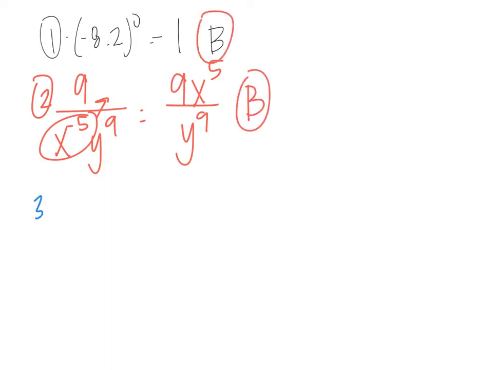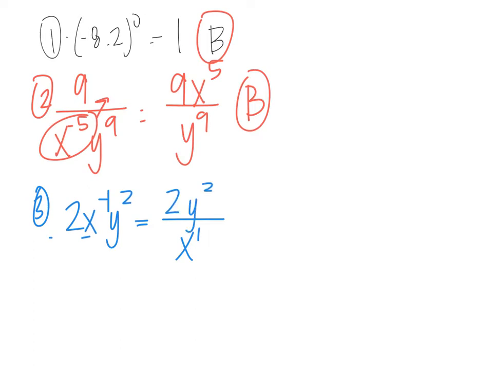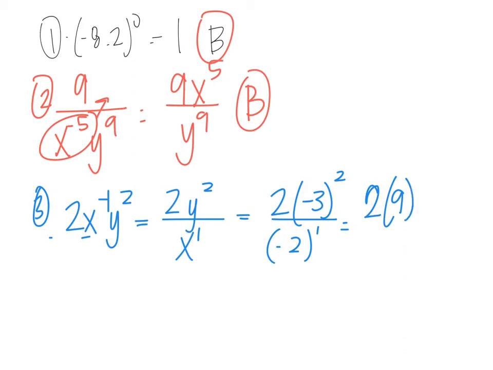Number 3, 2x to the negative 1y squared. First thing we want to do is deal with that negative exponent, so we're going to move it to the bottom and leave everything else in the top. And then it says that x is negative 2 and y is negative 3. So we are going to replace y with negative 3, and we're going to replace x with negative 2. Negative 3 squared is 9, and then negative 2 to the first power is negative 2, and that's 18 divided by negative 2, which is negative 9, B. So the first three are B.